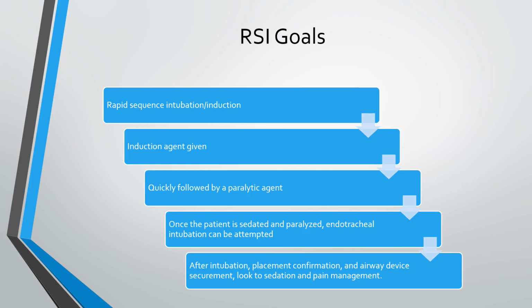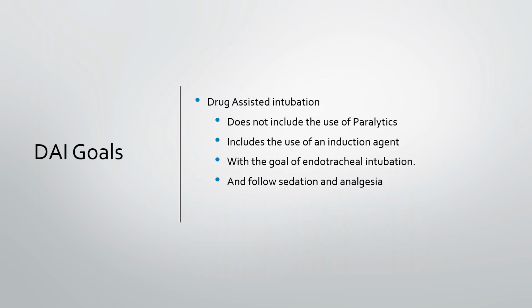Rapid sequence, we're choosing to use RSI. We're going to give our induction agent, quickly followed by our paralytic agent. Once the patient is sedated and paralyzed, endotracheal intubation can be attempted. Once we get the intubation completed, we're going to confirm placement, secure the airway device, and look to sedation and pain management.